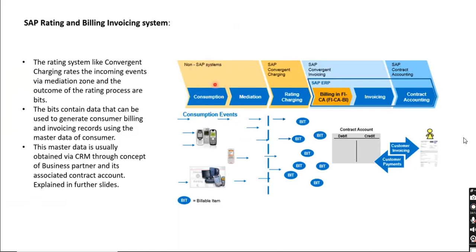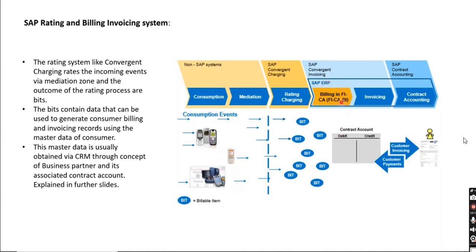From the non-SAP system, the consumption or mediation, different bits will be generated, and they will go to the SAP convergent charging system. The rating and charging will happen. Then we'll receive these bits. Different consumption events can happen. Here it's an old example of mobile data. Mobile usage and all those things will come via bit. Bit means billable items.